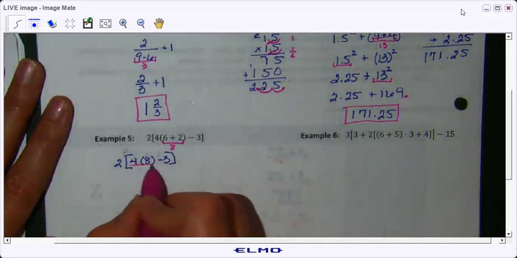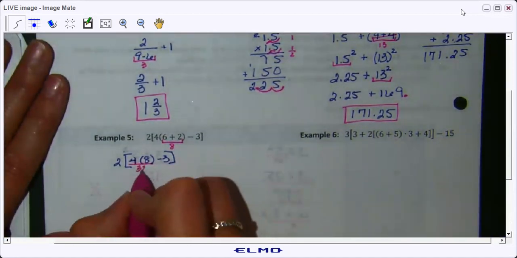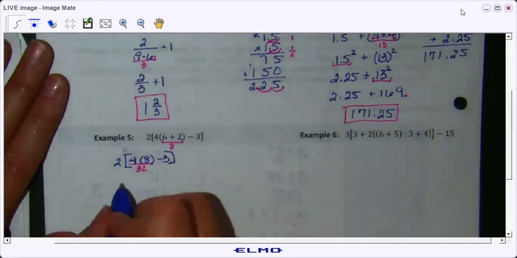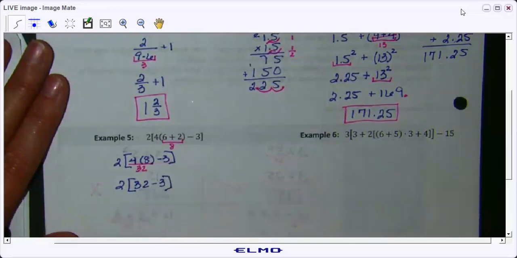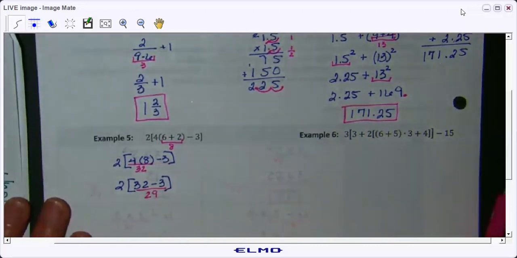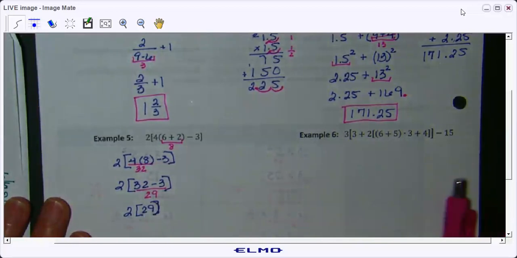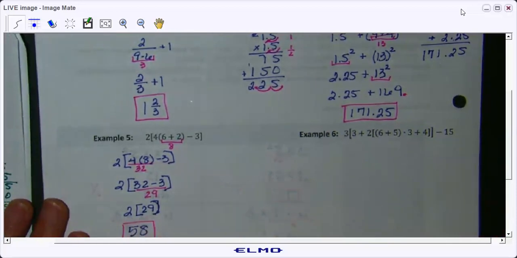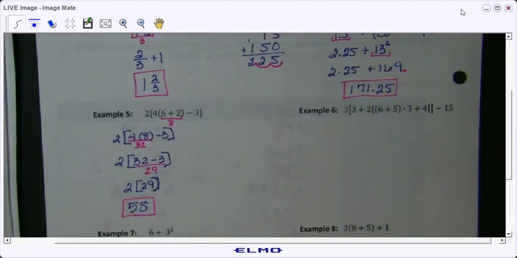And then I do 4 times 8, still within the parenthesis, multiplication, and that's 32. Minus 3. Then I finish out my parentheses, 32 minus 3 is 29. So I have 2 times 29, which gives me 58. All right. Okay, any questions on 5 before I move on to 6?